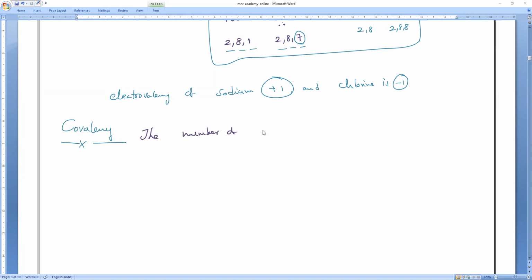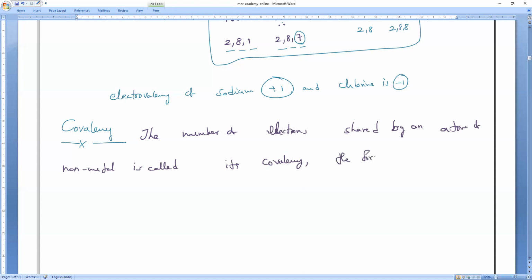The number of electrons shared by an atom of non-metal. Who will share the electrons? Only non-metal and non-metal is called its covalency.